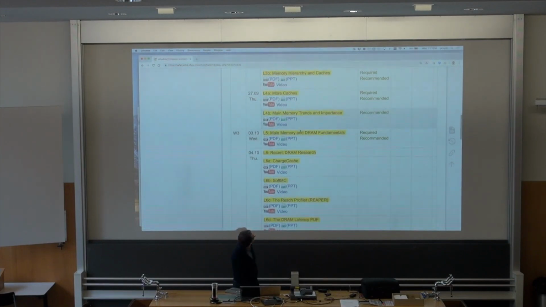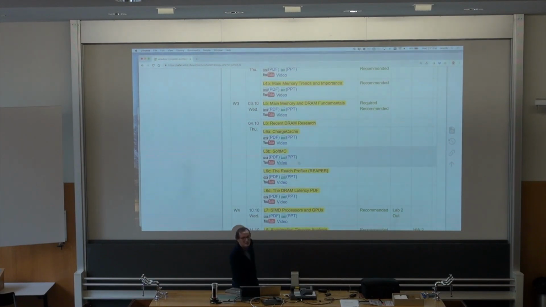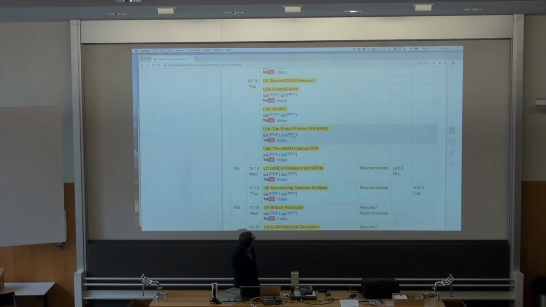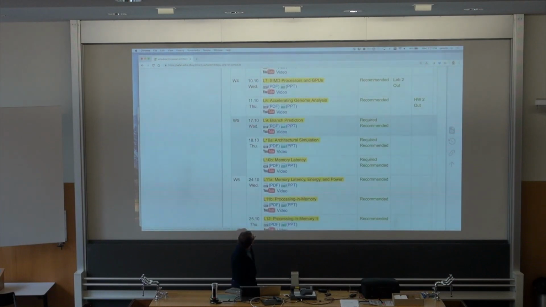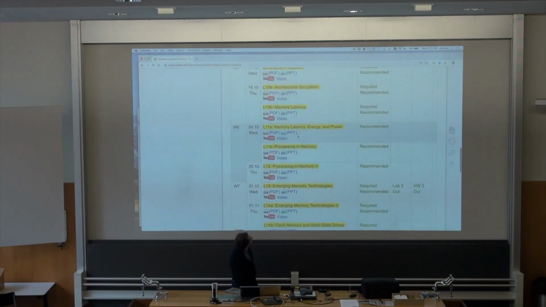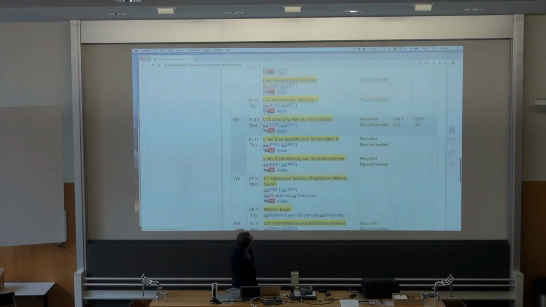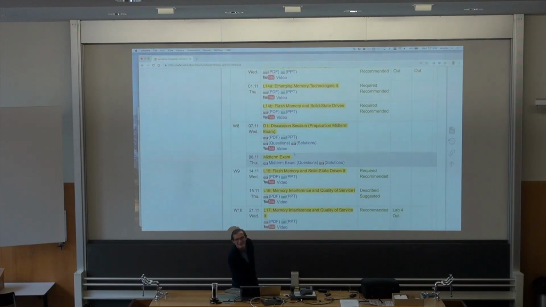Then we talked about main memory, DRAM, and different issues in DRAM, and we had some lectures by the TAs on DRAM latency and retention time, and interesting analyses that lead to a physical unclonable function, for example. Then we switched gears a little to accelerators, like SIMD processors and GPUs, and then genome analysis. Then we covered branch prediction, architectural simulation, memory latency, energy and power. Then processing in memory, emerging memory technologies, and flash memory and solid state drives. And then we had the exam.